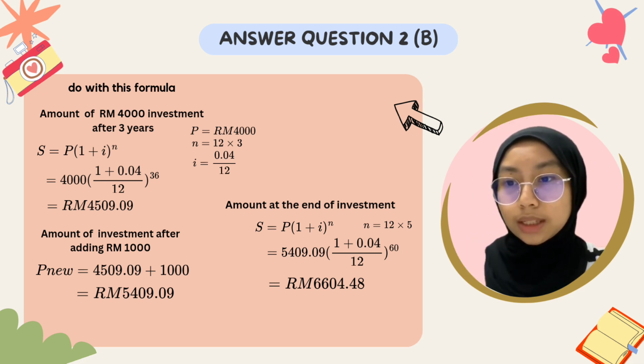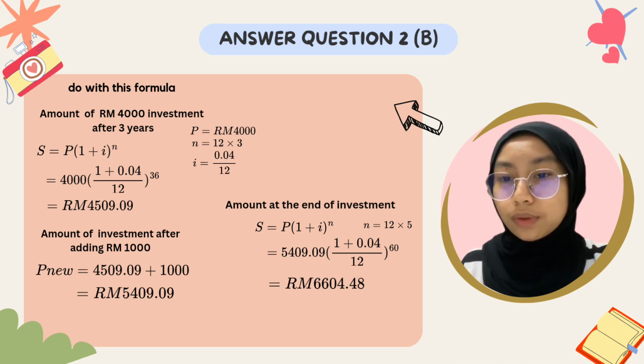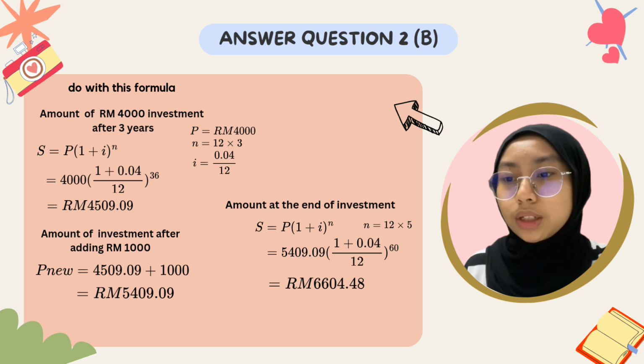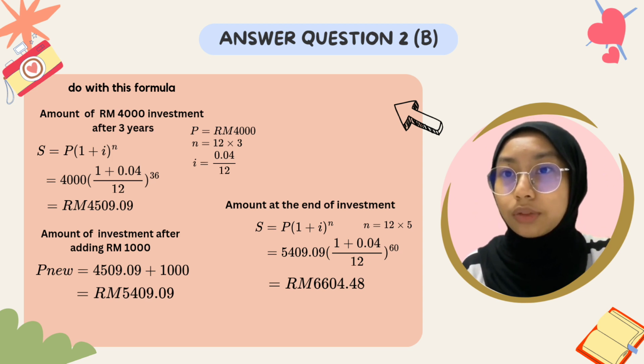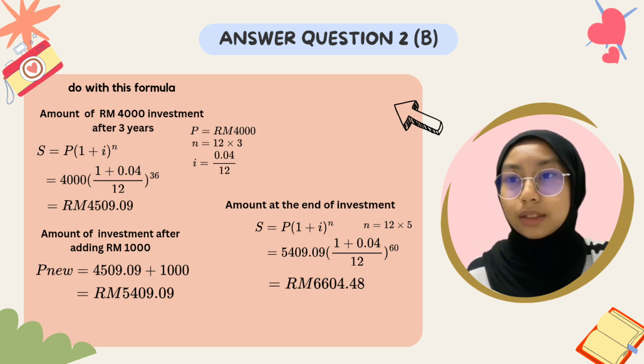After that, the question said that Humaira deposited another 1,000 ringgit into the same account. So we must find a new P. 4,509 ringgit 9 cents must be added to 1,000 and the answer for the new P is 5,409 ringgit 9 cents, the total amount of investment after adding 1,000 ringgit. After that, we must find the amount at the end of the investment with the same formula. So P is 5,409 ringgit 9 cents.